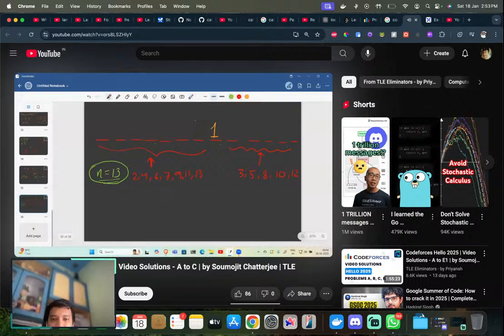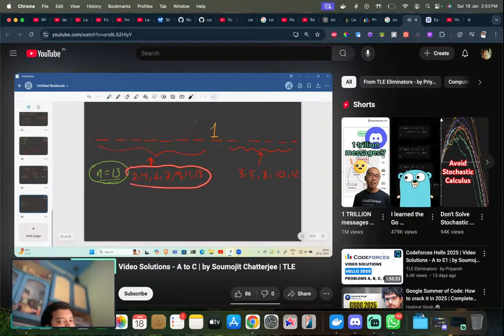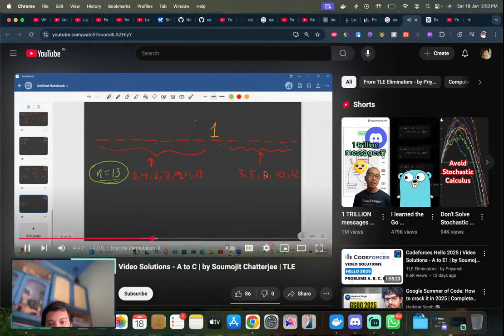If you want to place 2, what do you basically do? You basically look at this part of the array. You just look at this bunch of elements and try to find out how many nodes have edges with 2 in this bunch of elements. So suppose 2 has edges with 6, 7, and 9.